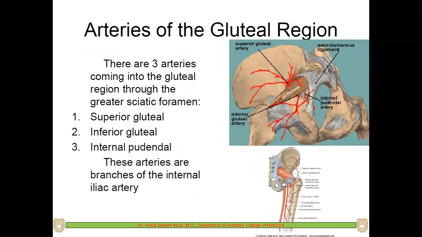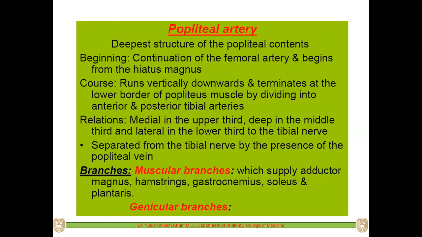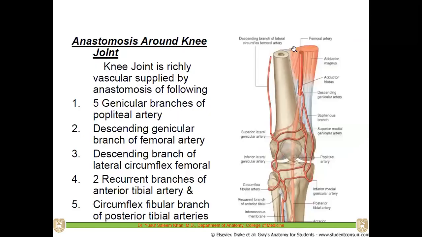the internal pudendal artery. Now, this femoral artery will continue into the popliteal region as the popliteal artery. What is the popliteal region? This is the back of the knee. Here, this region is called the popliteal region.